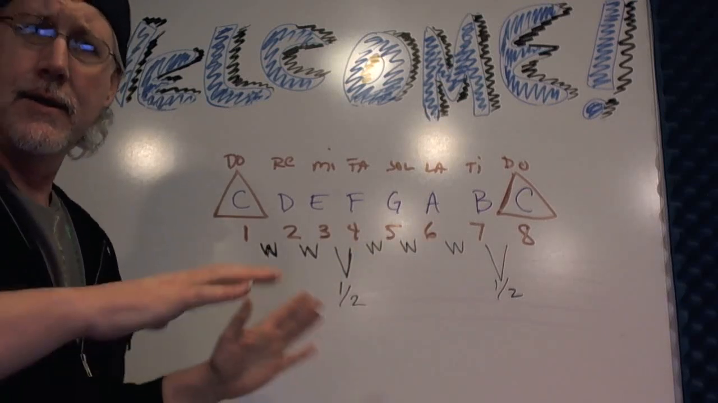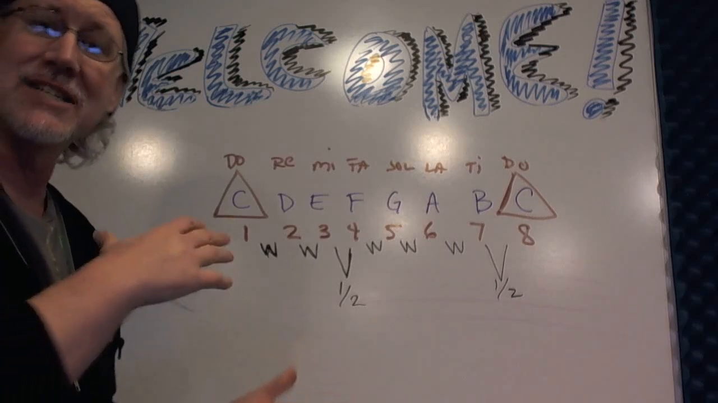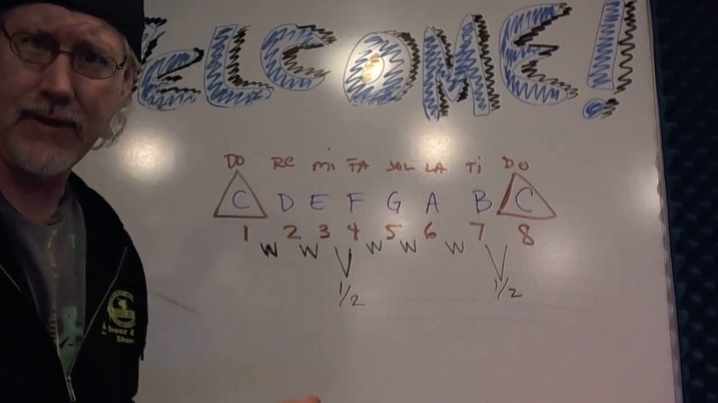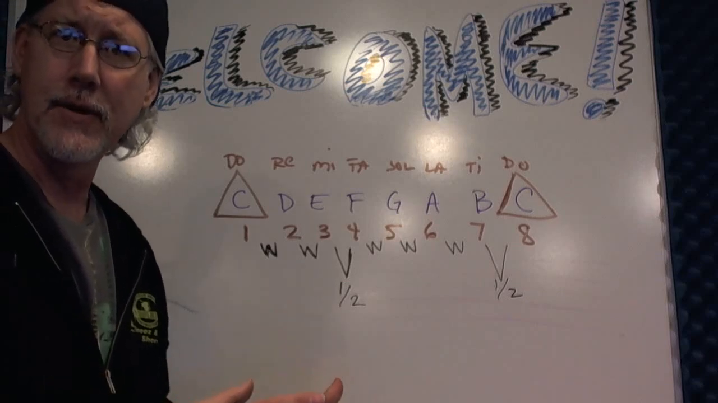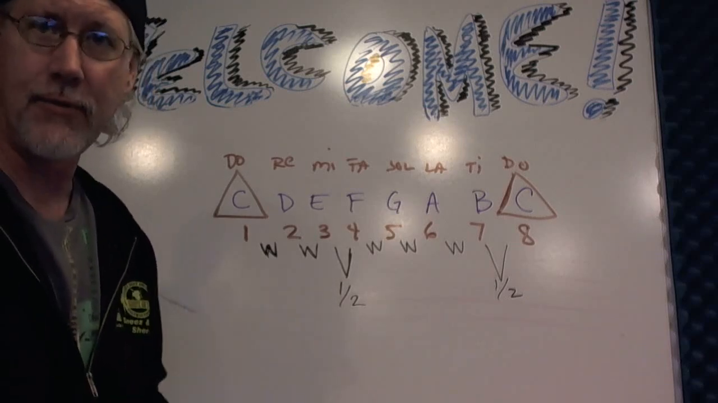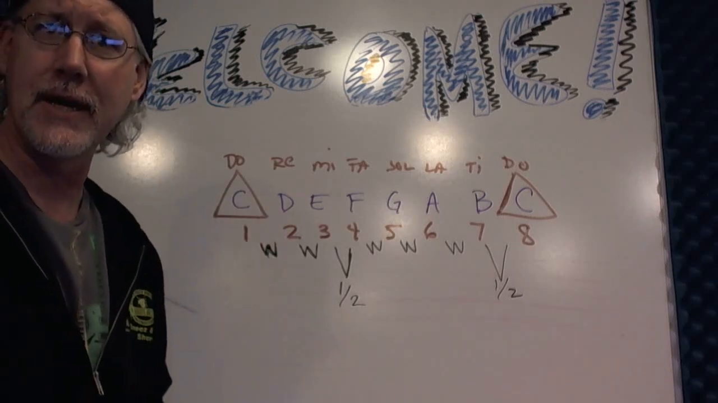So, key of C, no sharps, no flats. It is the only key that has no sharps, no flats. Okay, every other single key that I build is going to have at least one sharp or one flat in it, okay? And I'm going to show you how to build other keys right now.